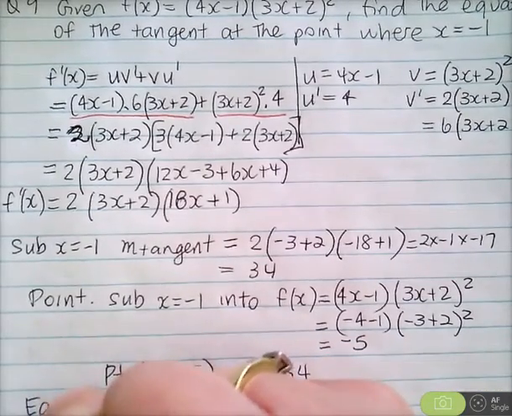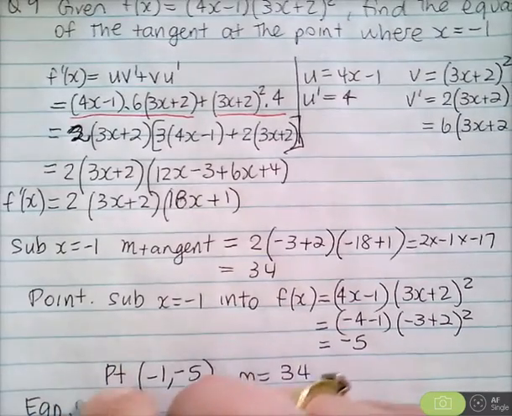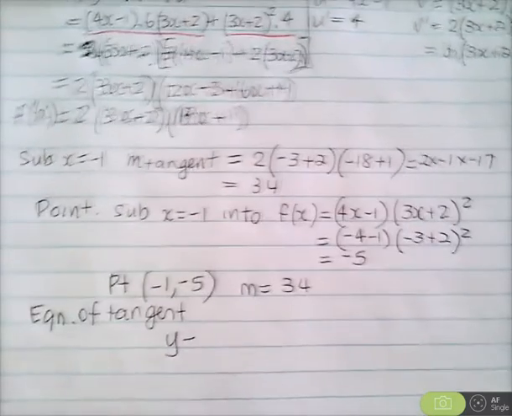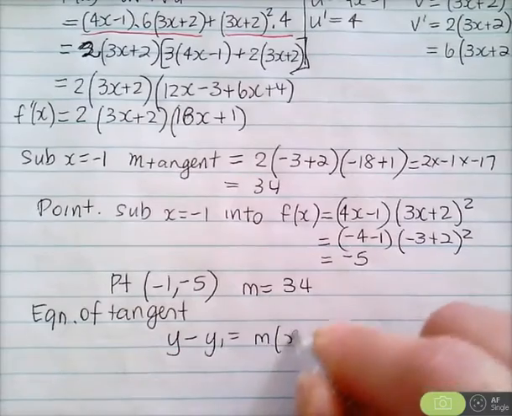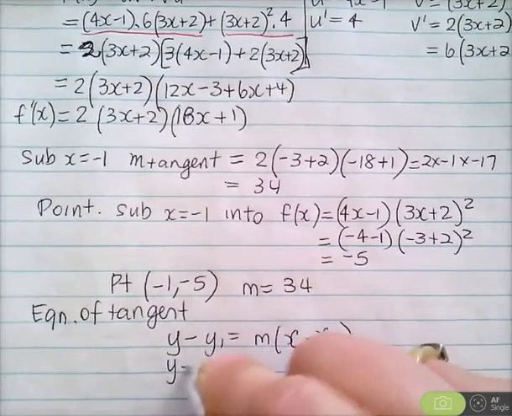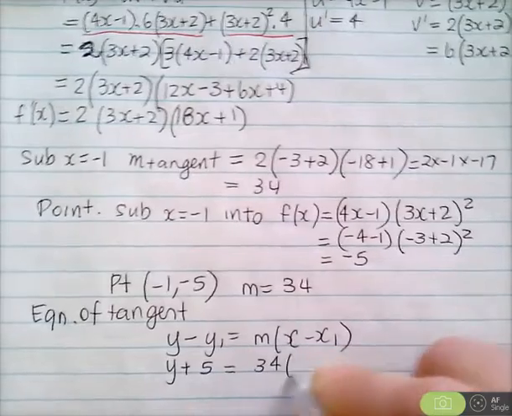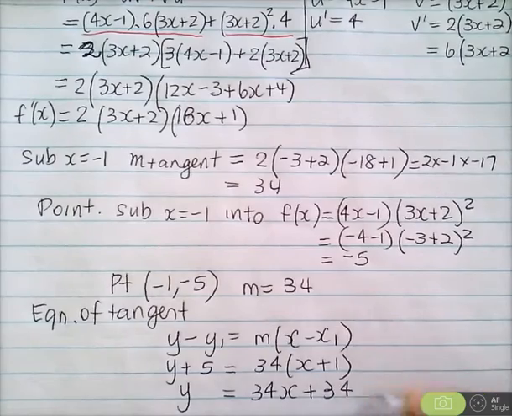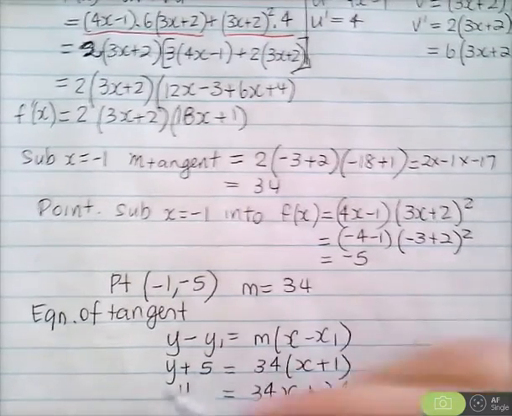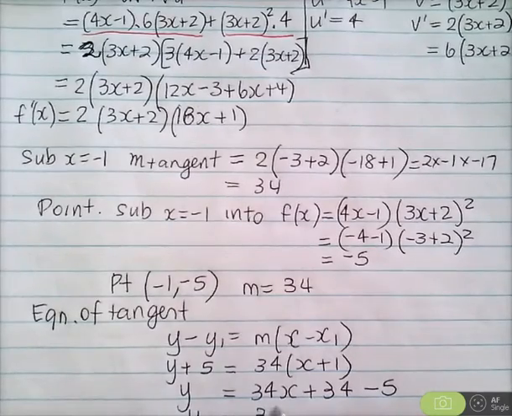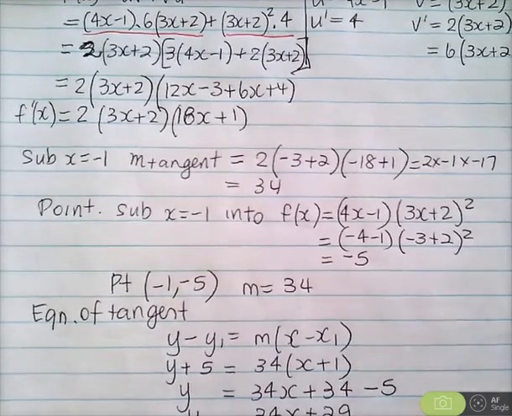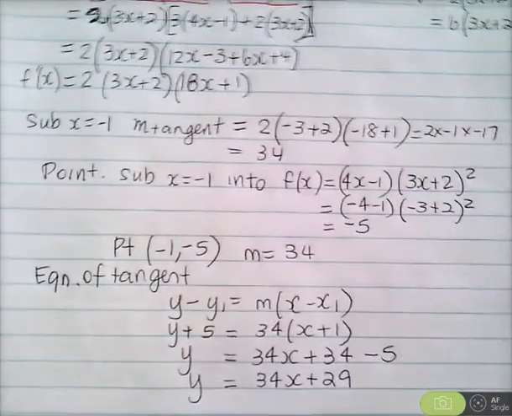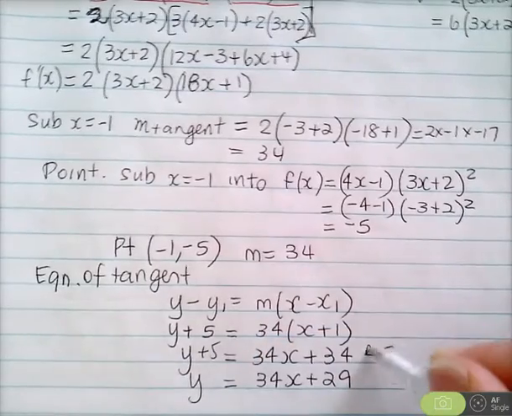And now you write, girls, you need to let them know what you're doing. Equation of tangent, at least write that. So off we go. Y minus y1 equals m x minus x1. Y plus 5 is 34 x plus 1. And I'm going to keep this one in y equals mx plus b format. And I've just brought the 5 over. So girls, you've got a positive gradient of 34 and a y-intercept of 29. So I just took that 5 over now. Or you can leave it there and rub that off, whatever.